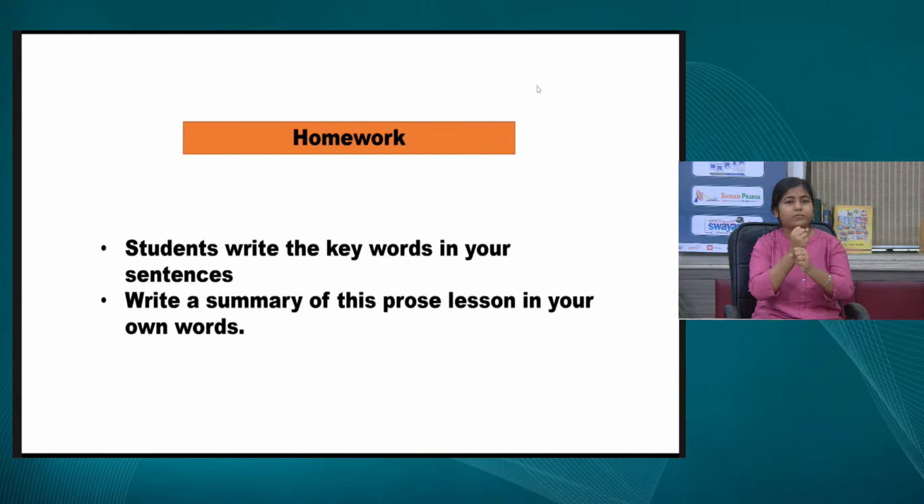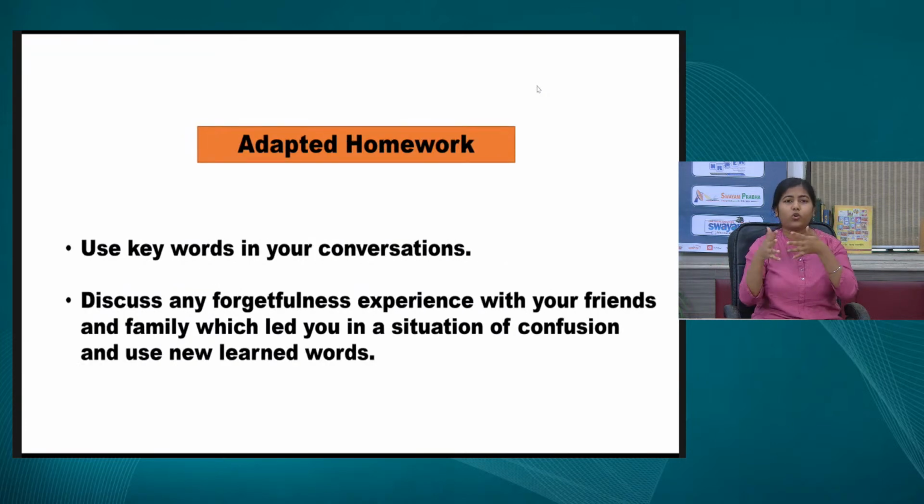And Tanvi, there is an adapted homework for the children with special needs also, because those students who find difficulty in writing can use these keywords in their day-to-day life, in their daily conversation, and they can discuss forgetfulness, experiences with friends and family members, which led them into a situation of confusion. But they need to try to use all those new words which they have learned today. So this is a homework for everybody, and especially for children with special needs. I hope they are going to do this homework and submit it to you.